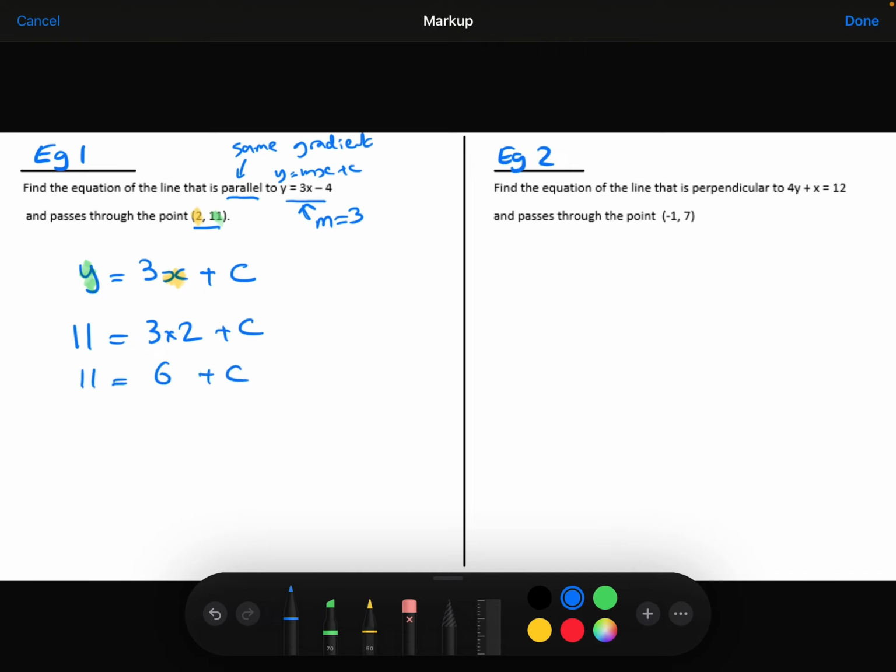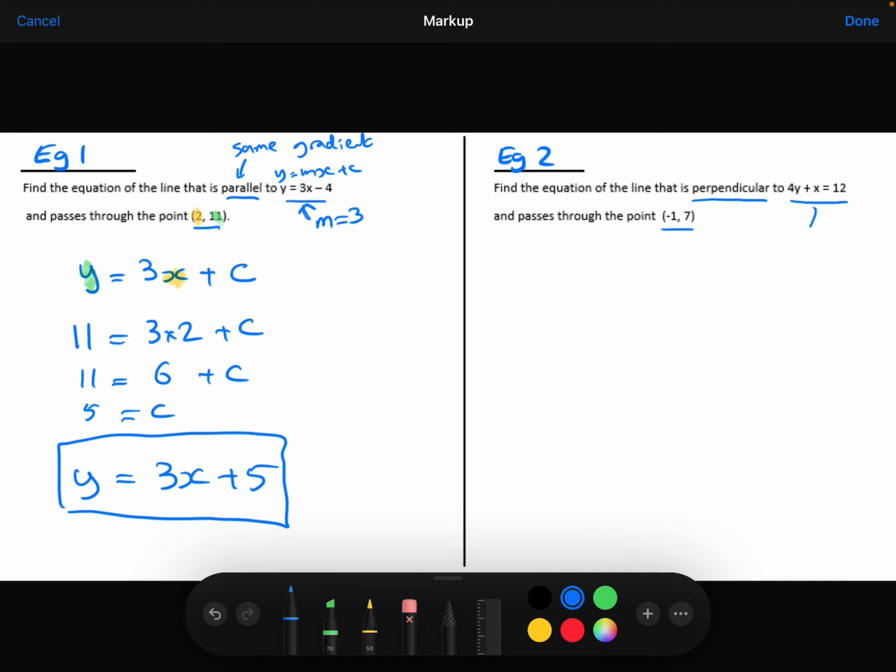Second example, find the equation of the line that is perpendicular. So we're thinking negative reciprocal. To 4y plus x equals 12, passing through the point (-1, 7). So I want to do the negative reciprocal of the gradient of this line. However, the way that that's written, as in it's not currently in the form y equals mx plus c, makes it tricky for me. So first thing I'm going to do is rearrange this equation by subtracting the x from both sides.